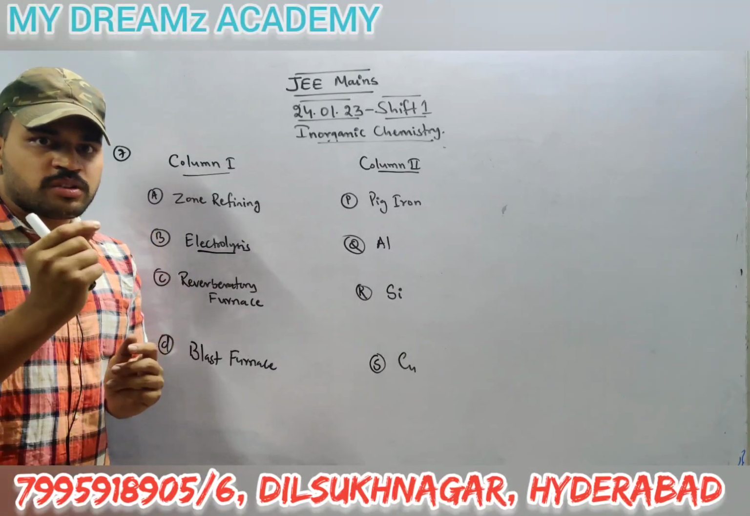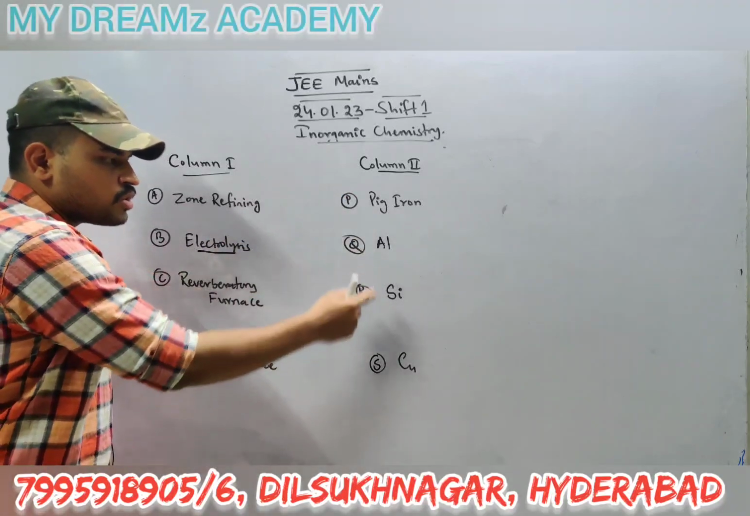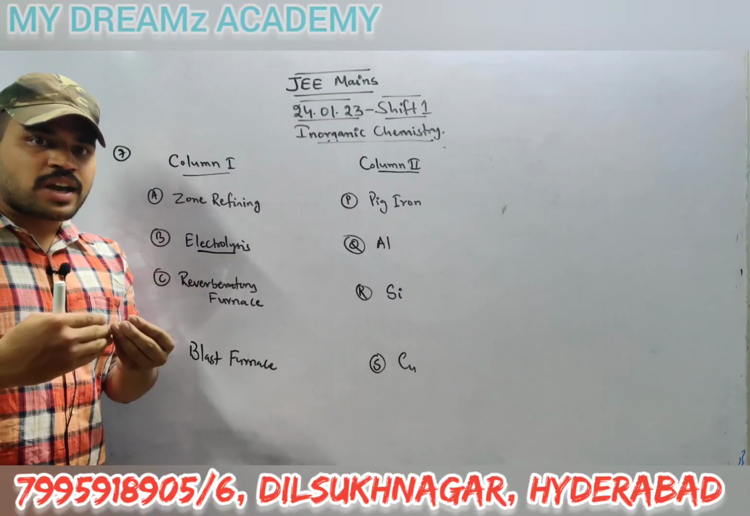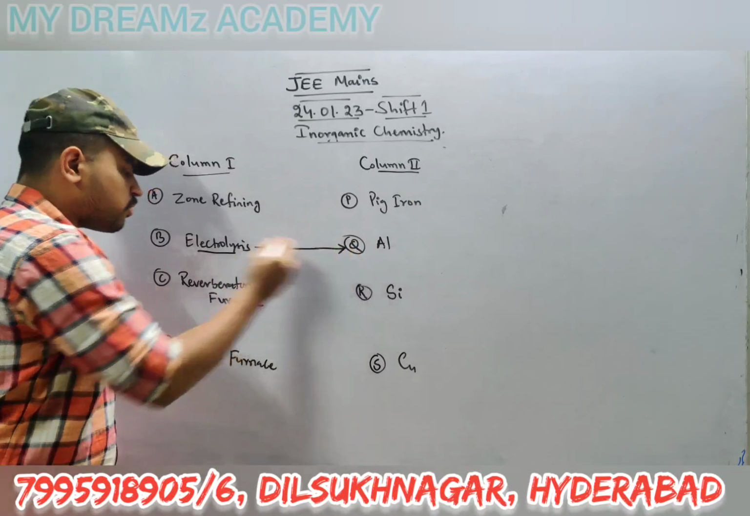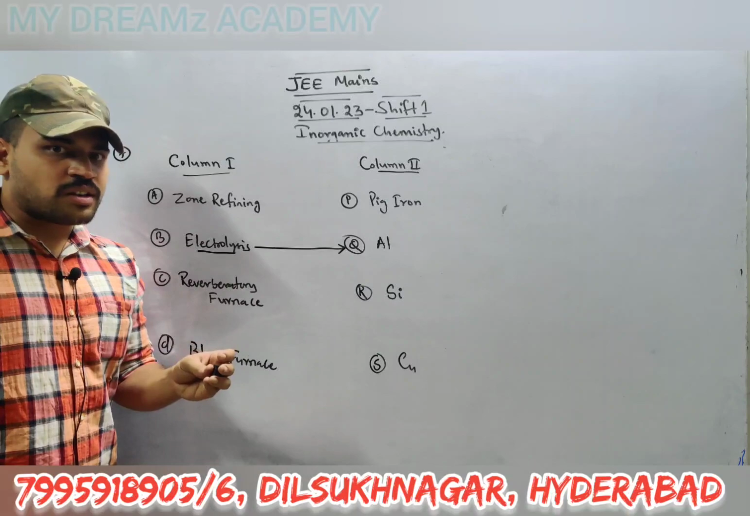Hope you're getting my point. Which metals? Highly reactive metals. Which one is the highly reactive metal among them? Aluminum is the highly reactive metal. So for the extraction of highly reactive metals, generally we use the electrolysis process. So the direct answer will be from B to A. That means from the following options we can get the answer.